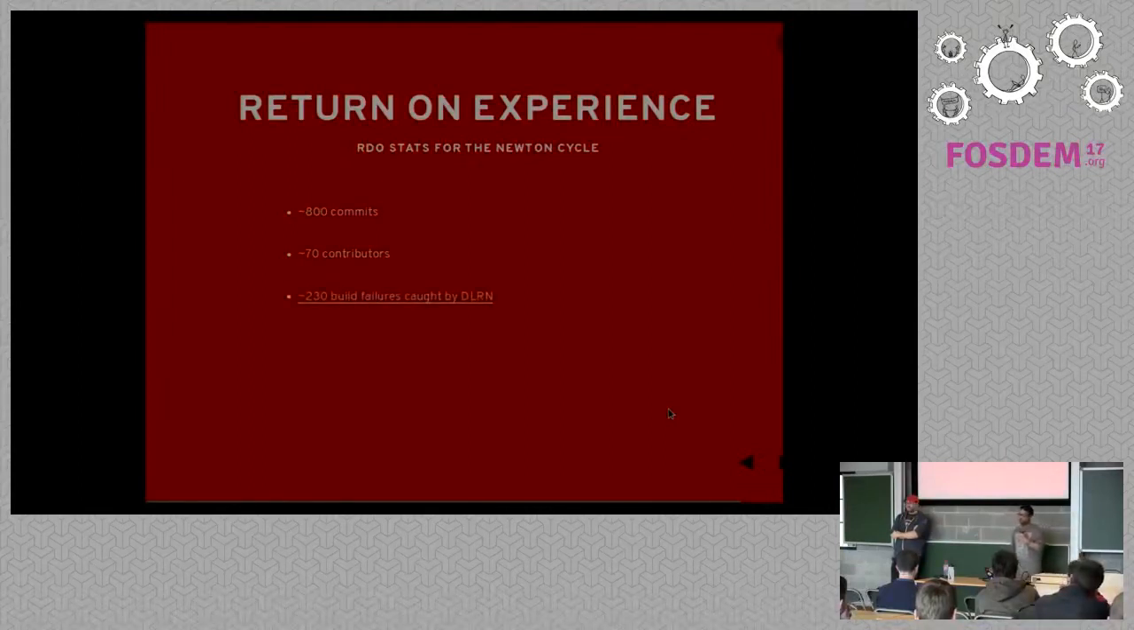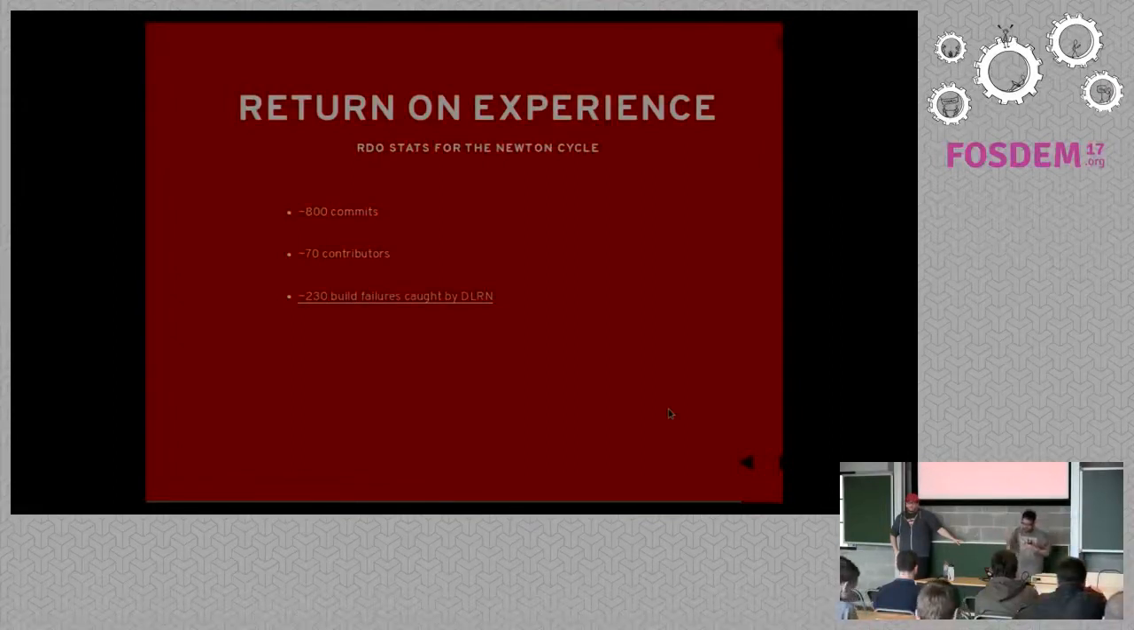We also caught through DLRN in master branch about 230 build failures. So it's about 1.5 build failures per day, but we don't have build failure every day. It's mostly early in the cycle or just before release candidates. So we can get 2 weeks with no build failure, and just before the release candidate we can get 30 build failures at once. But it allows us to detect build issues early.